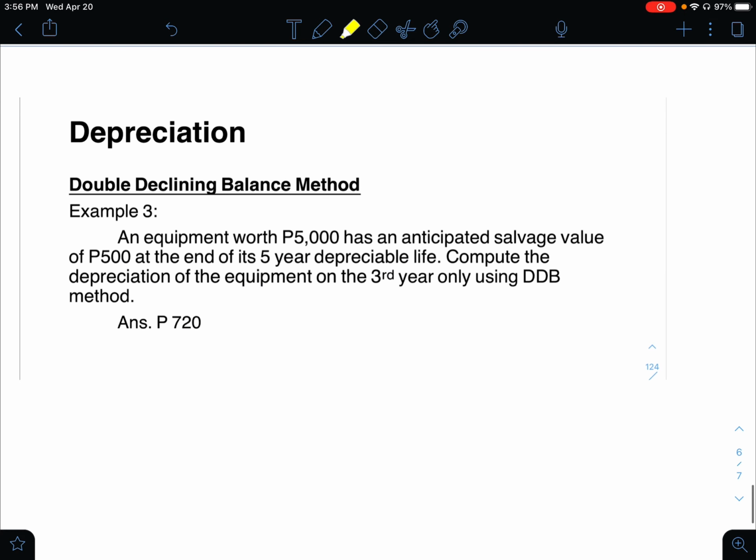Down to the last example for the double declining balance method. An equipment worth 5,000 pesos, so its first cost is 5,000, and the salvage value is 500 pesos at the end of its 5-year depreciable life. So its useful life is only 5 years. Compute the depreciation of the equipment on the third year only, using the double declining balance method.